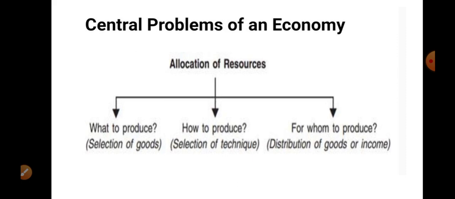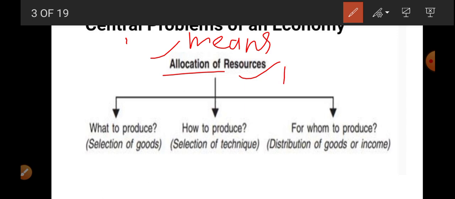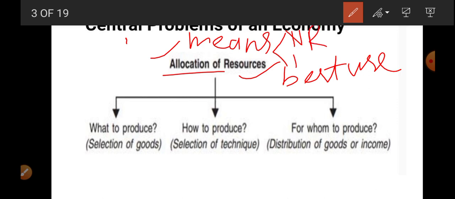Now if I talk about the central problem, economic problem is known as a central problem at an economy level. Every economy, whether a developed economy or a developing economy, faces the central problem. What is this? The central problem means allocation of resources. Now what is allocation? Allocation means best use of resources. Already we know resources means natural resources and factors of production. So these are fixed. We have to ensure that we make the best use of them.